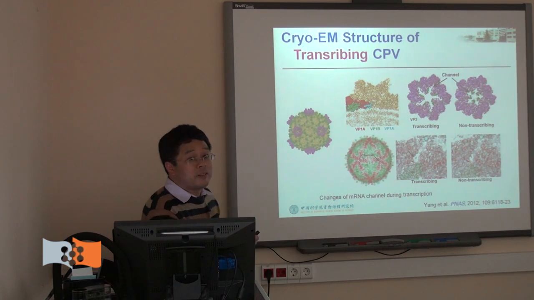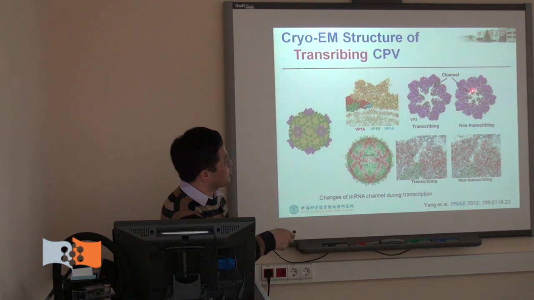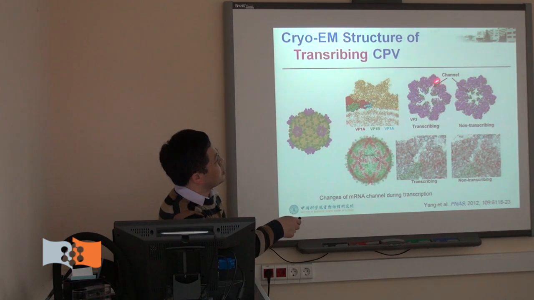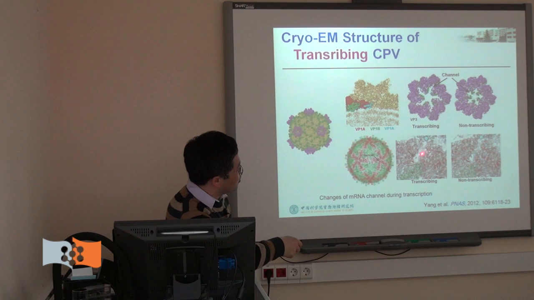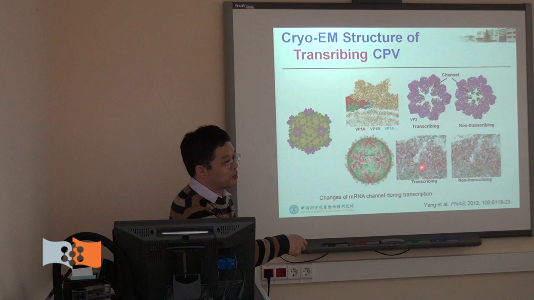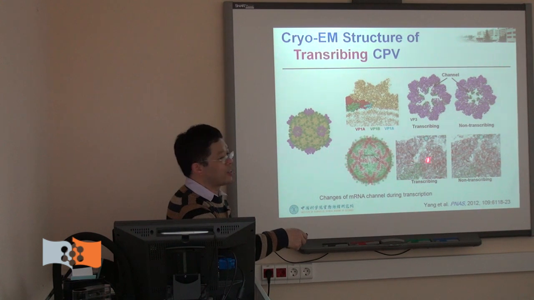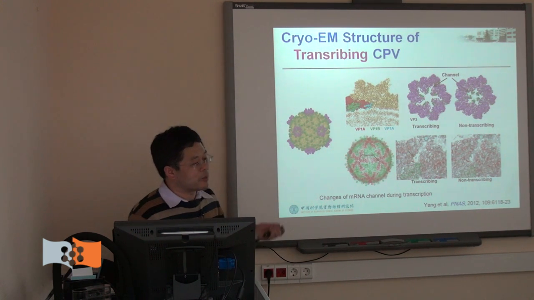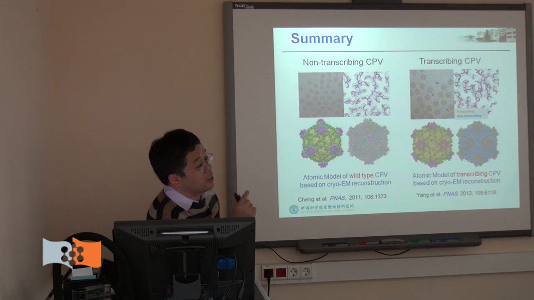And then we go back to our question. We really want to prove that this is the channel. So this is wild type. This is transcribing. You can see that the channel is getting open. And also here, we can see a little bit of density. We suspect there is RNA, but at that resolution we cannot say it very clearly. But now we get more information, it looks like this is a little RNA. So basically that's the same story.